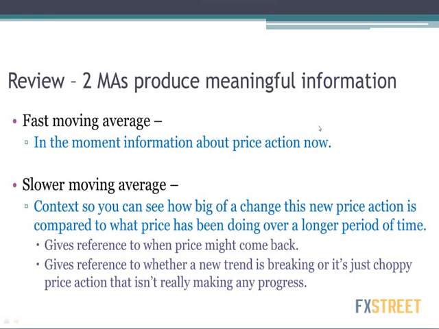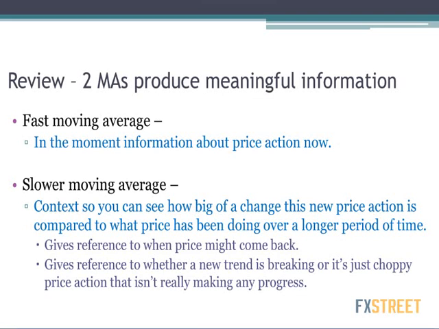Okay, so we'll review quickly. Two moving averages produce meaningful information. We have a fast moving average, and that is the in-the-moment information about price action. And we have the slower moving average that gives me context so that I can see how big of a change the new price action really is as compared to what's been going on over the longer period of time. I have reference for when price might come back to a moving average or to a mean.